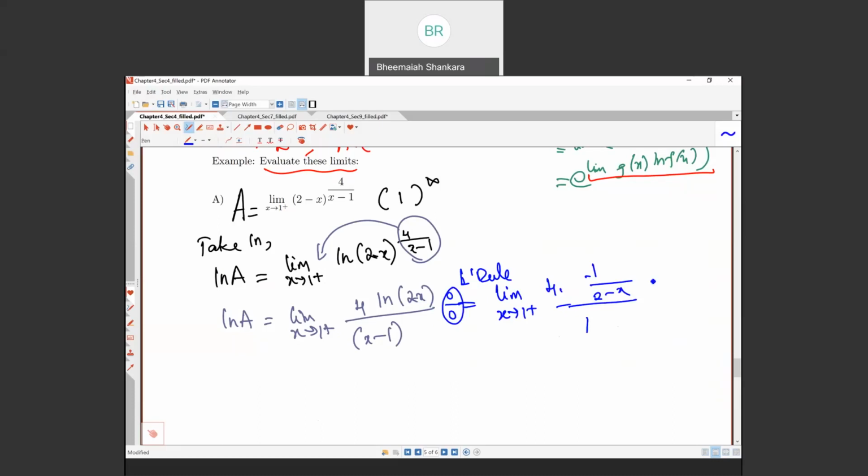So differentiating, we get this, and then plug in the limits. We have negative 4 over 1 divided by 1, which is -4. So now we have natural log of a is -4. So you can write a equal to, you're writing natural log to exponential form. So a equal to e to the -4, and this is your final answer after all this hard work.